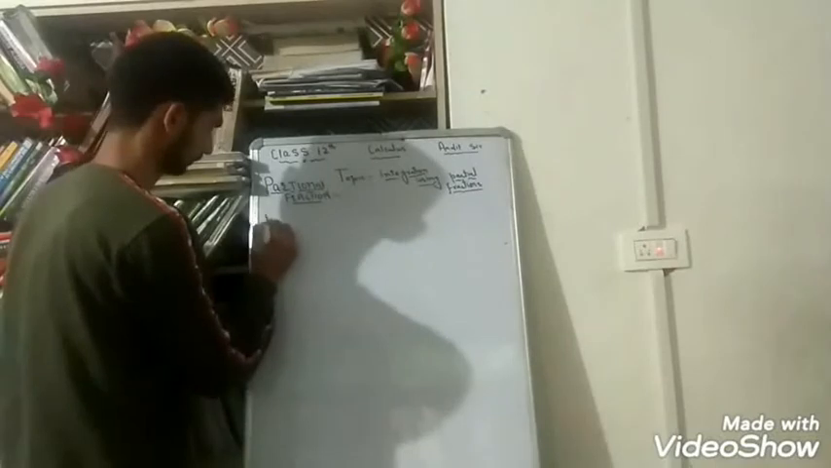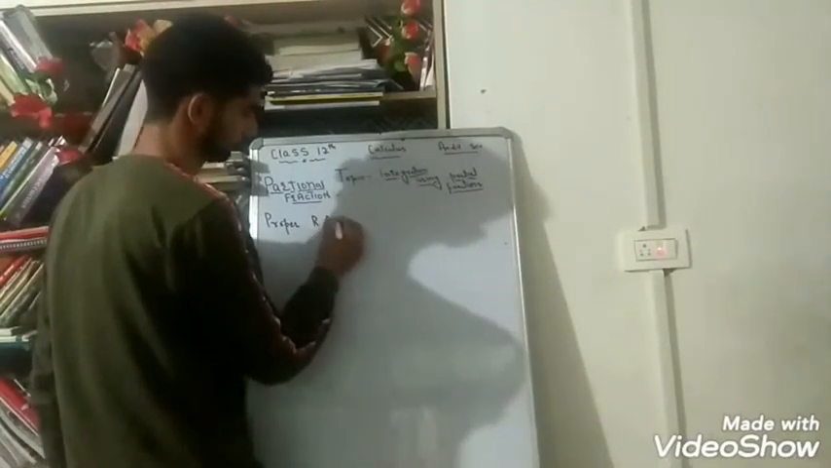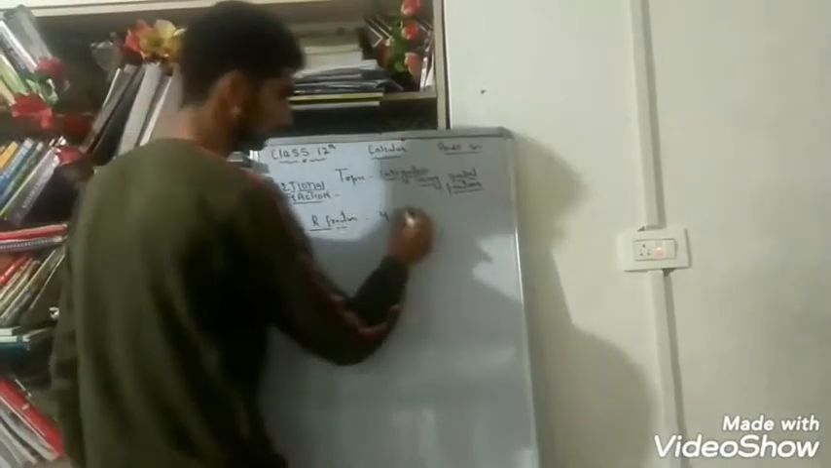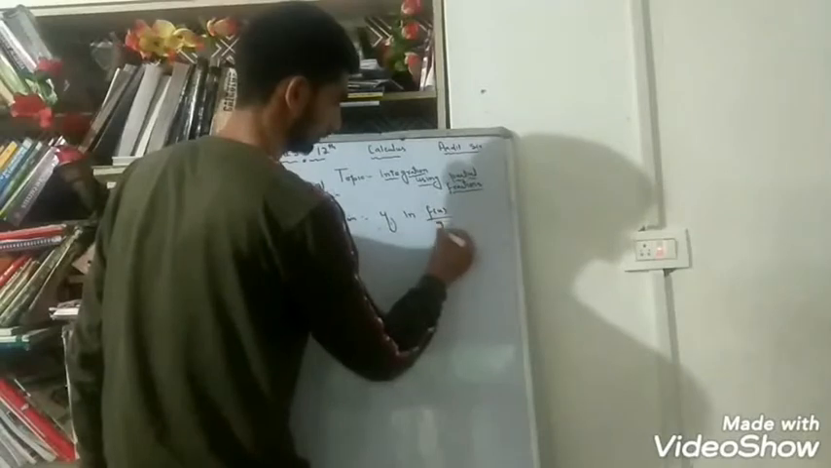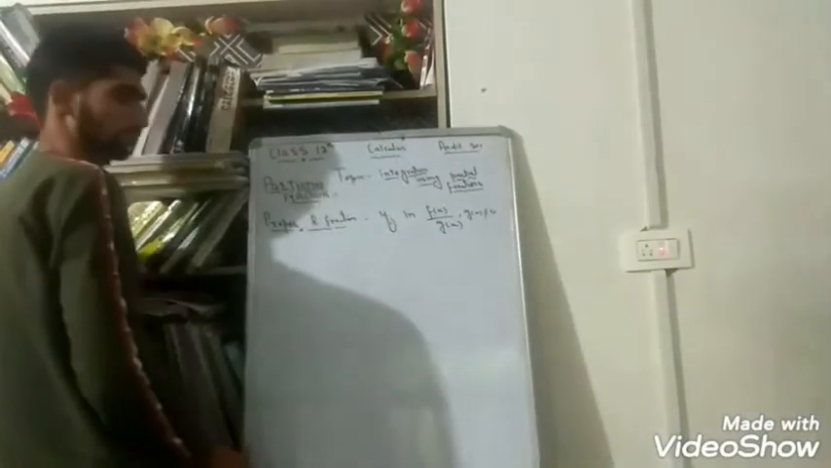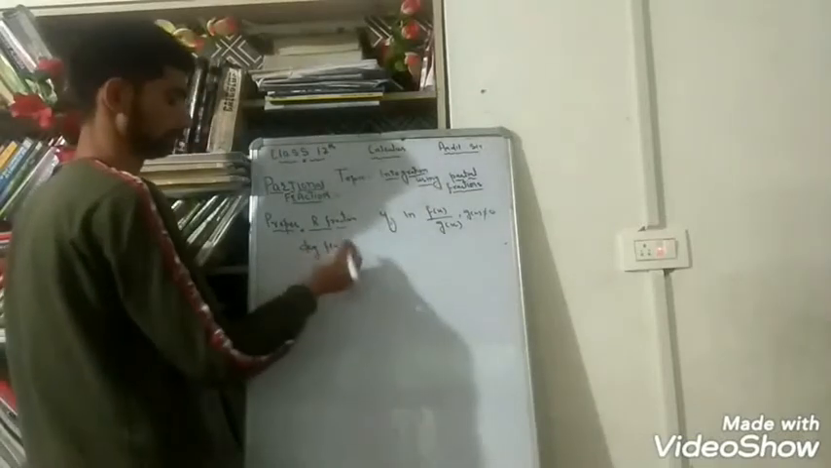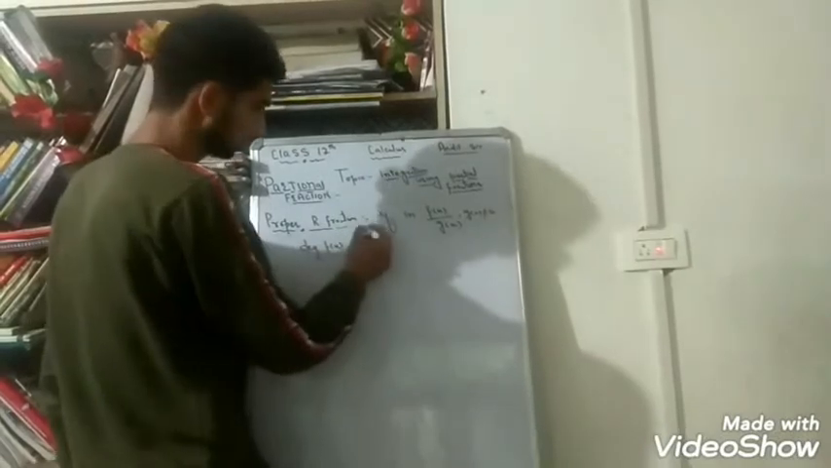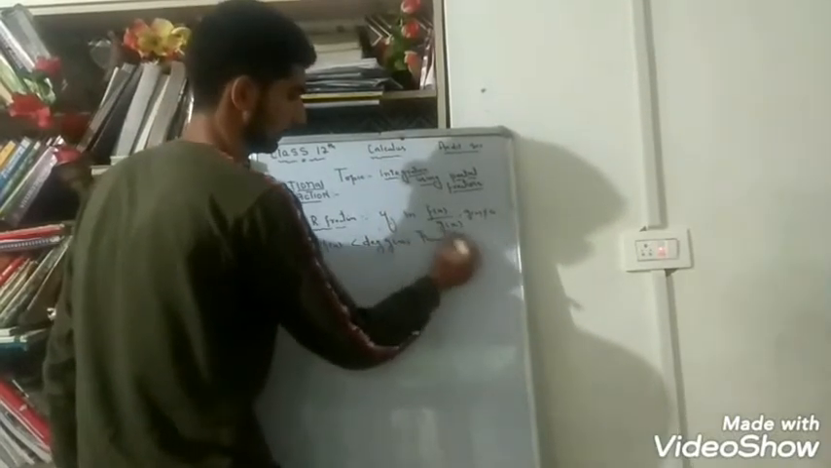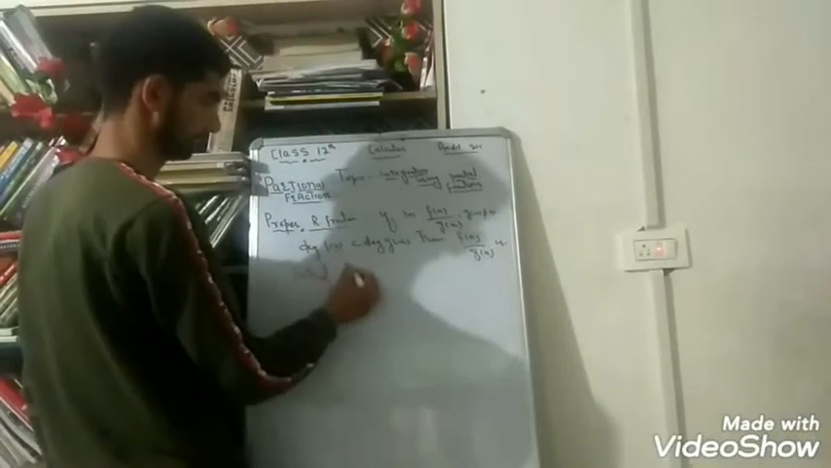Now you write proper rational fraction. Write, beta: if f(x) divided by g(x), g(x) not equal to 0, if the degree of f(x) is less than the degree of g(x), then f(x) divided by g(x) is called a proper rational fraction.